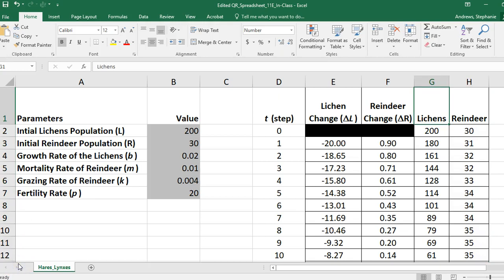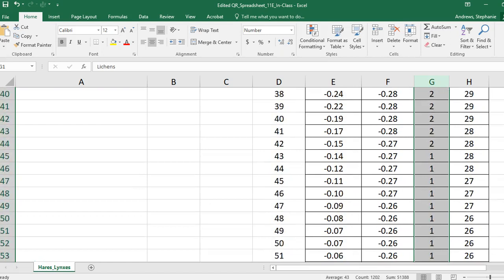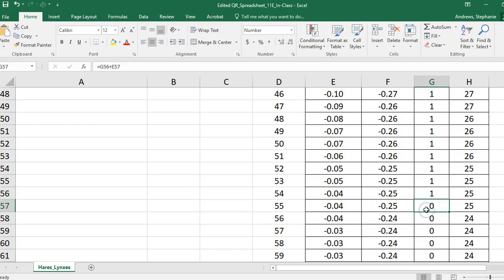So on part A, it asks us what happened. So let's scroll down and look at what's going on with lichens. And notice that our output is at 200 and it's dropping fairly quickly. So I'm just going to hold down the scroll button and we're going to scroll. Uh-oh. And right here around step 54 and step 55, our lichens die out. And so that's something you could write down, that around step 54 and 55, the lichens die out.